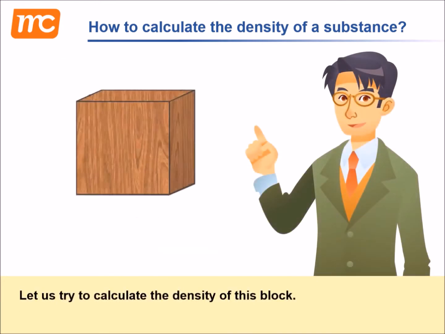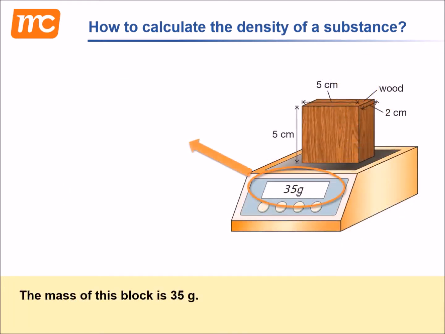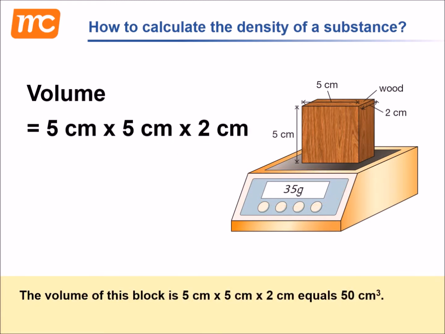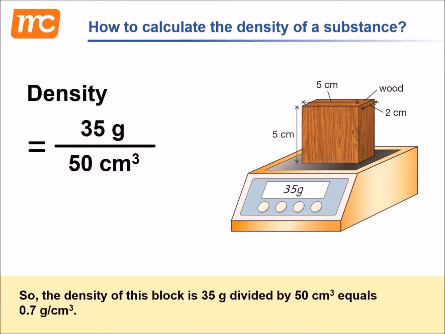Let us try to calculate the density of this block. The mass of this block is 35 grams. The volume of this block is 5 centimeters times 5 centimeters times 2 centimeters equals 50 cubic centimeters. So, the density of this block is 35 grams divided by 50 cubic centimeters equals 0.7 grams per cubic centimeter.